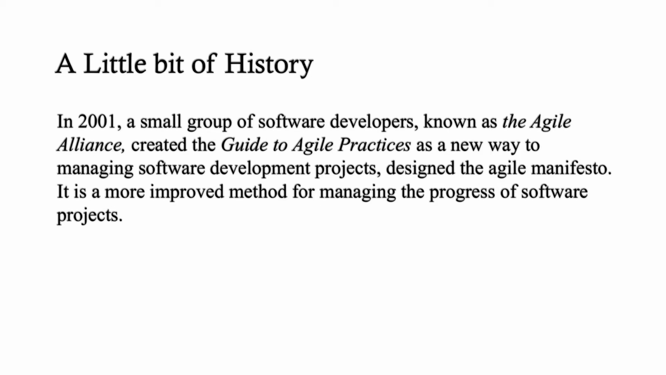A little bit of history. In 2001, a small group of software developers, known as the Agile Alliance, created the Guide to Agile Practices as a new way of managing software development projects, designed the Agile Manifesto. It is a more improved method for managing the progress of software projects.